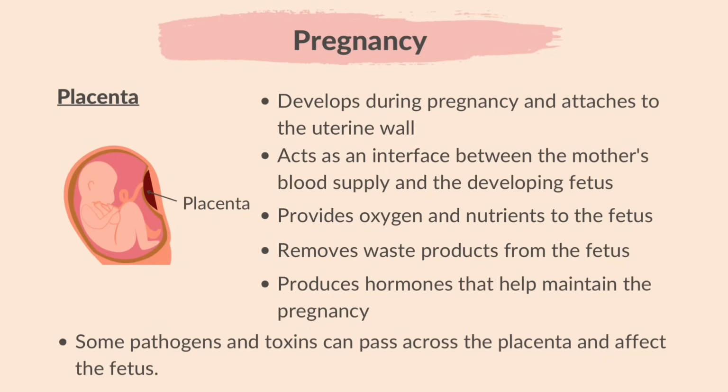It is important to note that some pathogens and toxins can pass across the placenta and affect the fetus. Some pathogens, such as the rubella virus, for example, may pass through the placenta. Pregnant women are advised not to smoke during pregnancy, as toxins like nicotine can pass across the placenta.